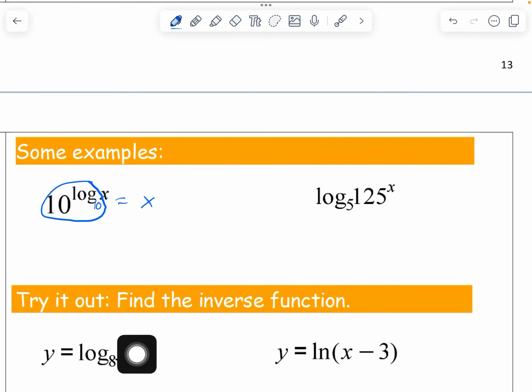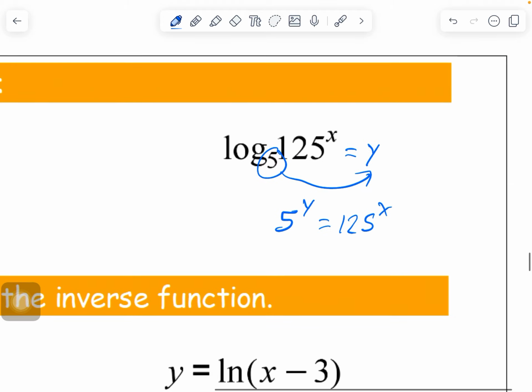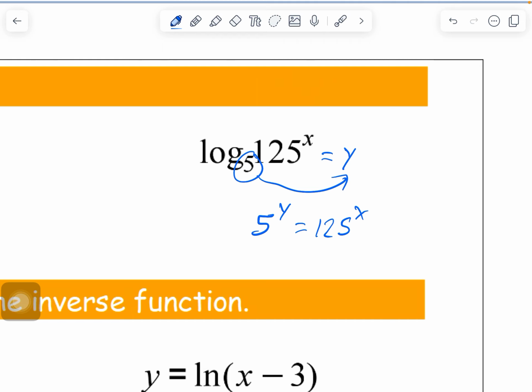This part here would just go away, and it would give us x. Over here, this one's a little bit more complicated because it's log base 5 of 125 to the x power. We would probably want to rewrite this one, so let me use a different variable. So I'm going to say that this one equals y. So this one would be log base 5 of 125 to the x. We're going to swing this over. 5 to the y equals 125 to the x power. And then this one we would have to rewrite it because 125 is the same as 5 cubed. So let me rewrite this part.